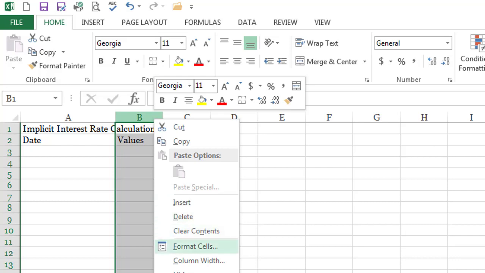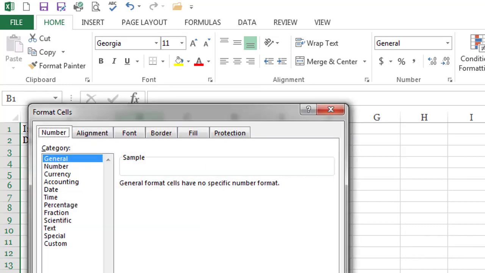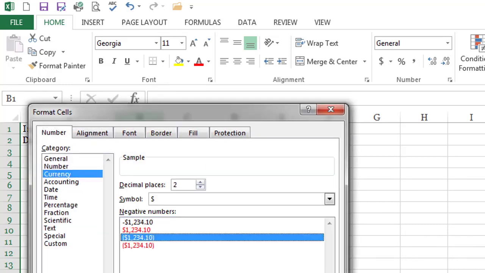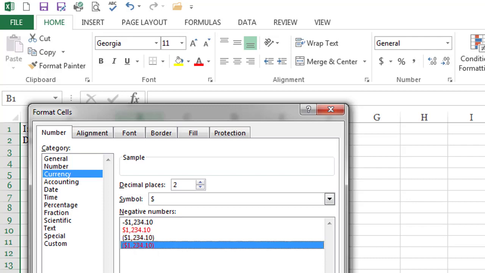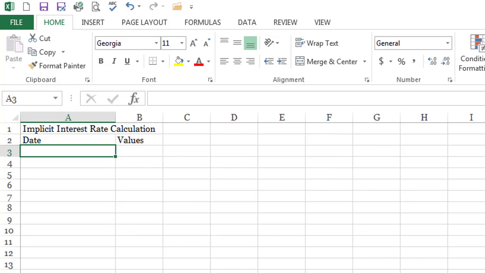And I'm going to go ahead and format the values column so they come out in the way that I want to read them. So I like the currency format. We'll round to 2 decimal places, make sure that dollar sign's there. And I prefer negatives to show up in parentheses. So let's go through the dates on this lease.